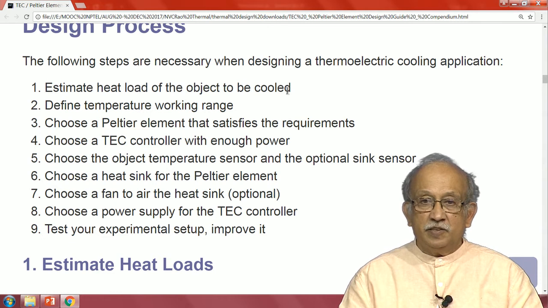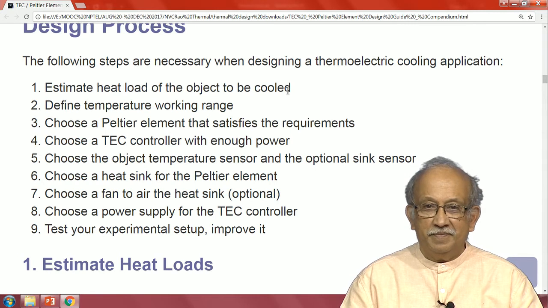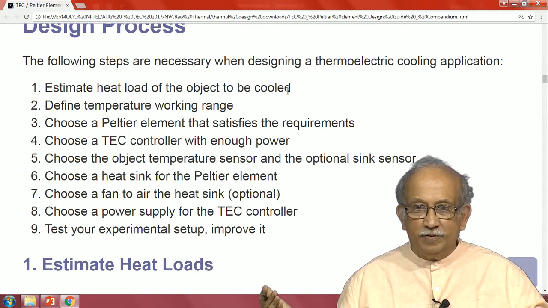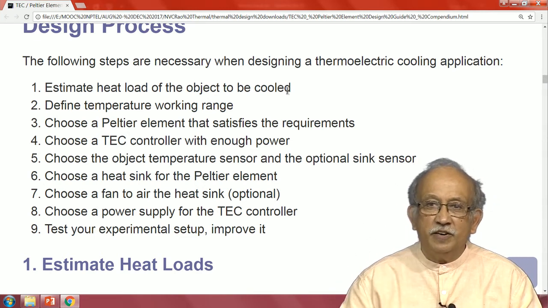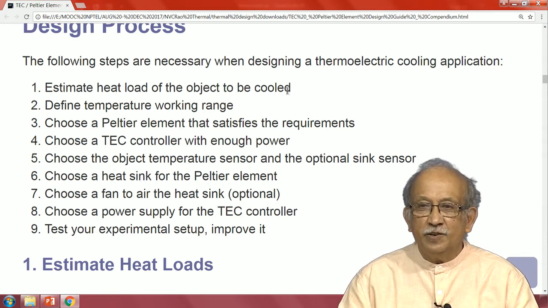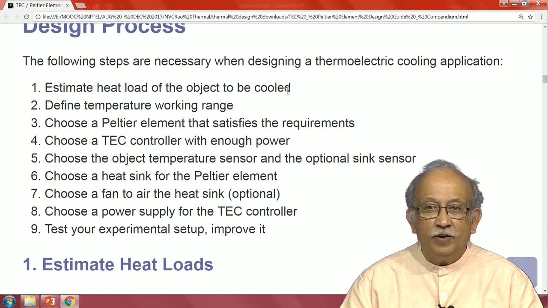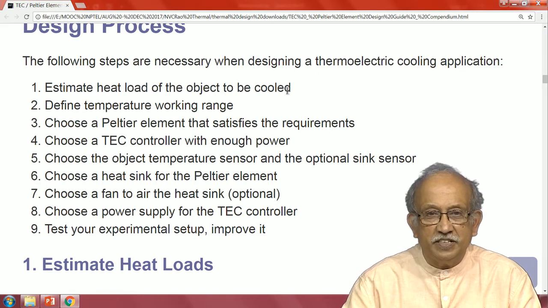Estimating the heat load of the object to be cooled. So part of it is, make sure you minimize the heat load. There is no point in cooling a large volume when the thing which needs to be cooled is a small volume. What is valid for a huge data center, the whole room and whole thing, is also valid in a small chip that needs a close control.